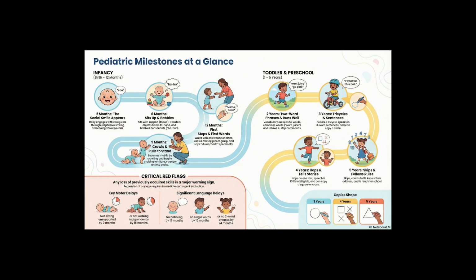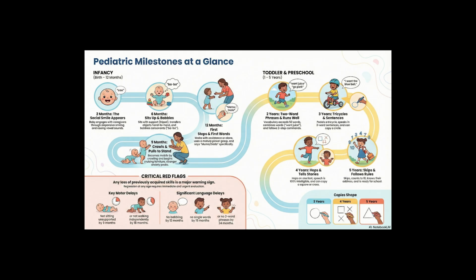Early intervention is everything. So let's provide the ultimate summary. The top 6 red flags, the outer limits you cannot miss. Commit these 6 to memory. 1. No social smile by 2 to 3 months. 2. No babbling by 6 months. Which means an immediate hearing evaluation.